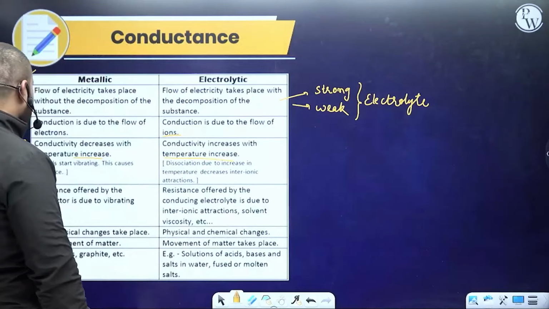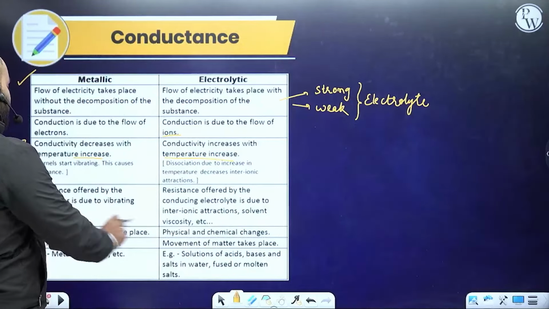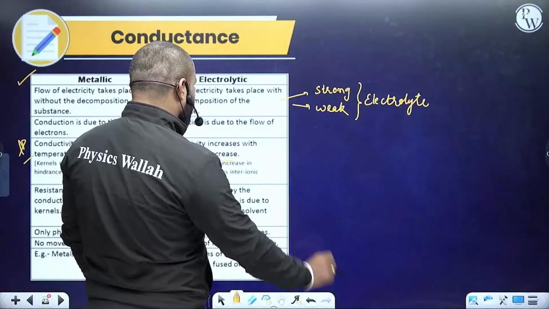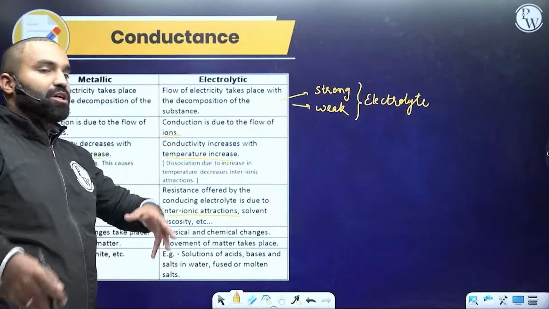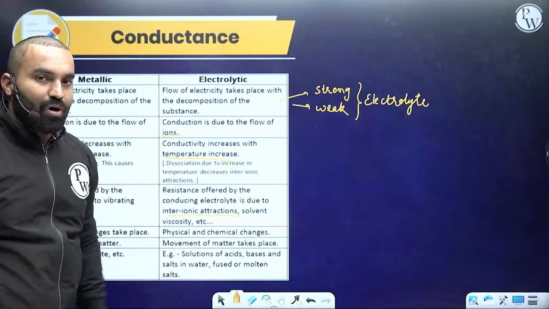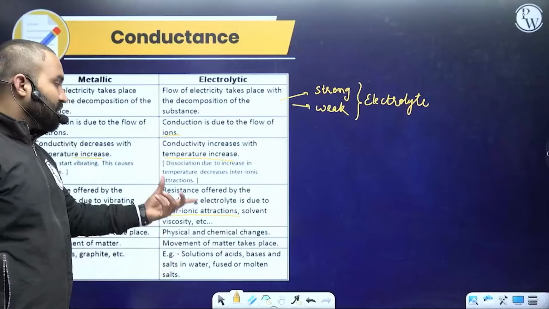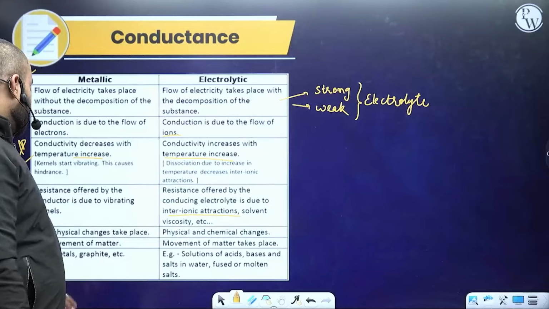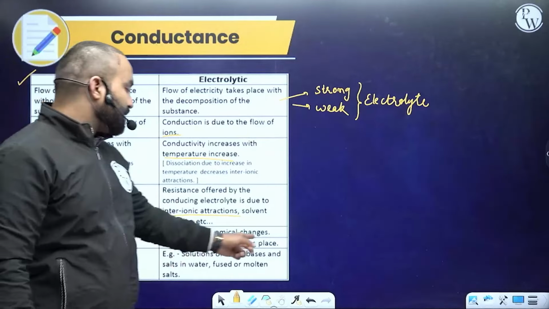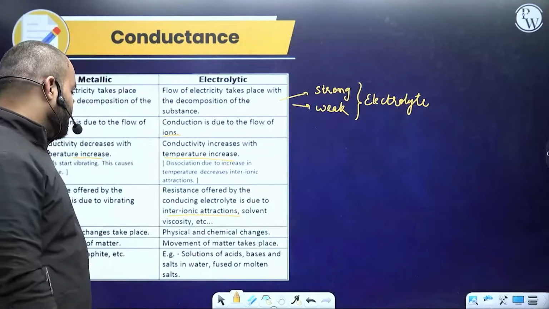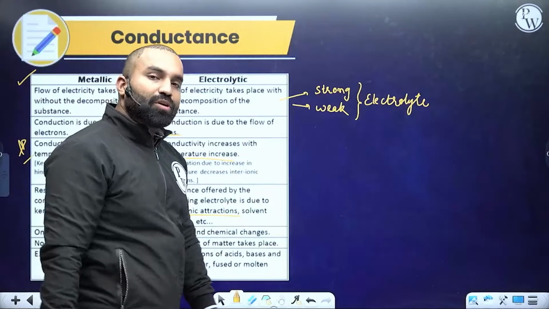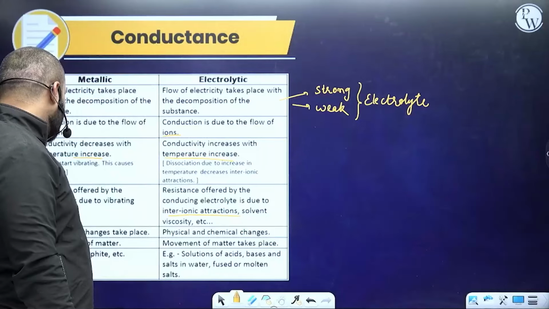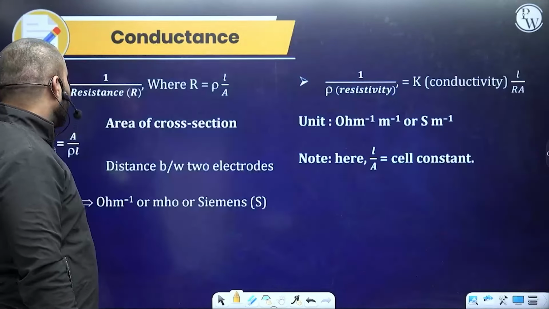The resistance offered by a metallic conductor is due to the vibrating kernels, but here the resistance is due to the interionic attractions. Suppose there are two ions present and they don't want to get split up. They just want to be next to each other. So there will be resistance in moving, and if there is resistance in moving, there will be lesser conduction. In metals only physical changes take place. Here there will be physical as well as chemical changes. For example, salt in water, fused material, molten salts, all these conditions will provide you the electrical conduction.